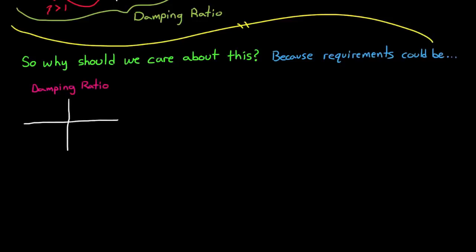For example, one of the requirements could be that the damping ratio has to be greater than some value. If it's stated like that, that means that the poles of the system have to be inside this pink cone, or less than that damping ratio.